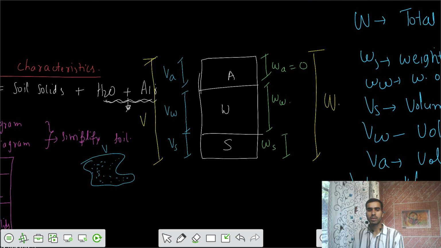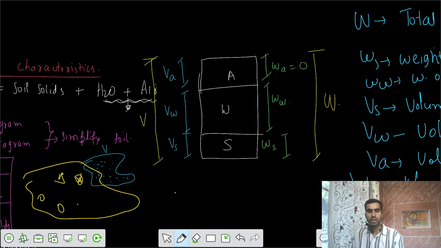There is one more parameter that we call the volume of voids. There was some soil with solid particles, and between the solid particles there is some space.